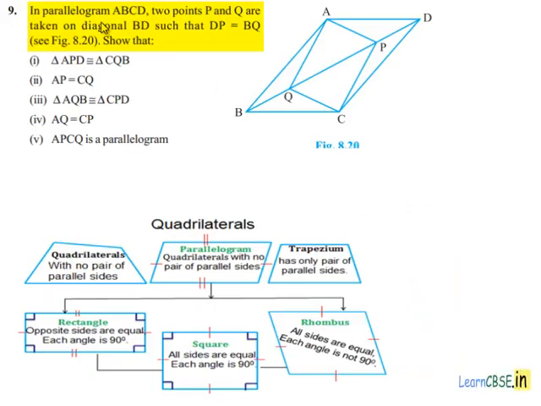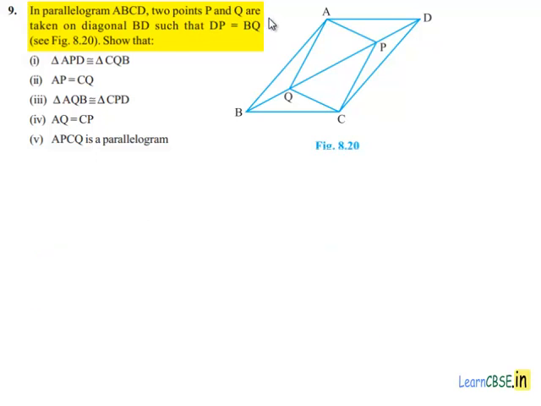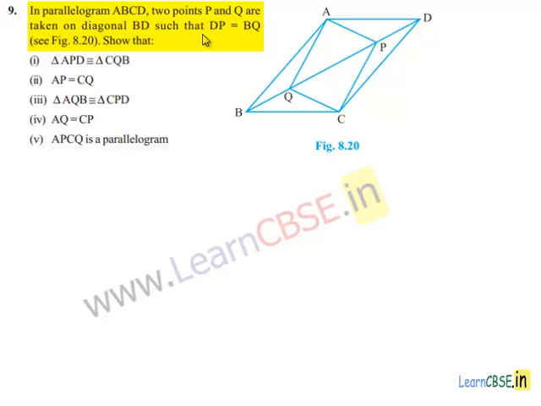Now moving on to the ninth question. In parallelogram ABCD, 2 points P and Q are taken on diagonal BD such that DP is equal to BQ. Show that first, triangle APD is congruent to triangle CQB, and second, AP is equal to CQ. Third, triangle AQB is congruent to triangle CPD, and AQ is equal to CP. And lastly, prove that APCQ is a parallelogram.